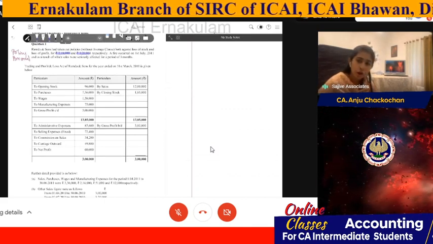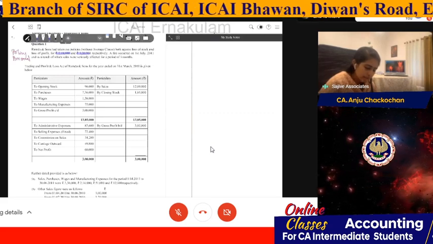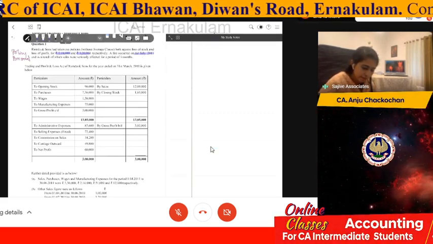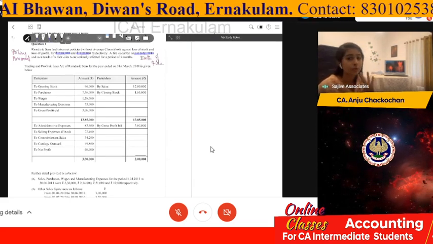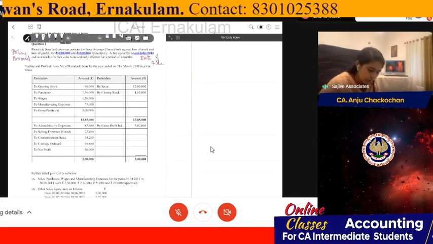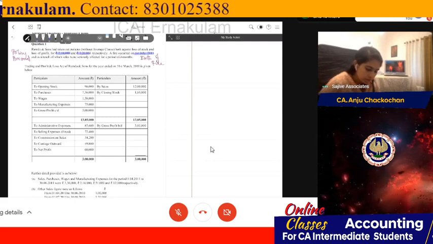A fire occurred on 1st July 2011. So this is the date of fire. And as a result of which sales were seriously affected for a period of 3 months. 3 months is the disrupted period.